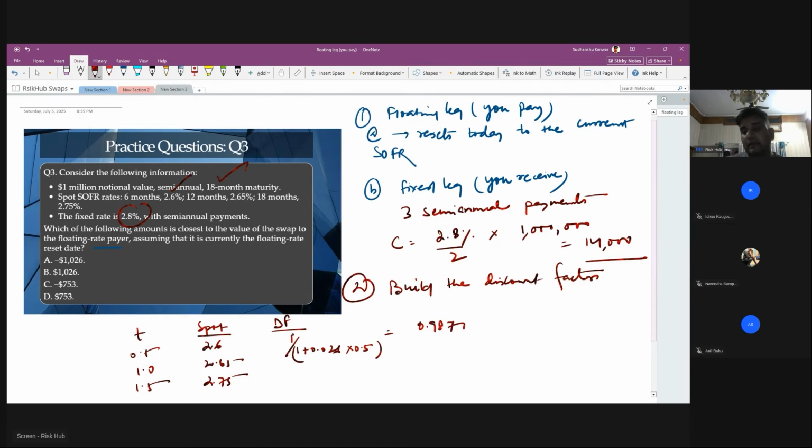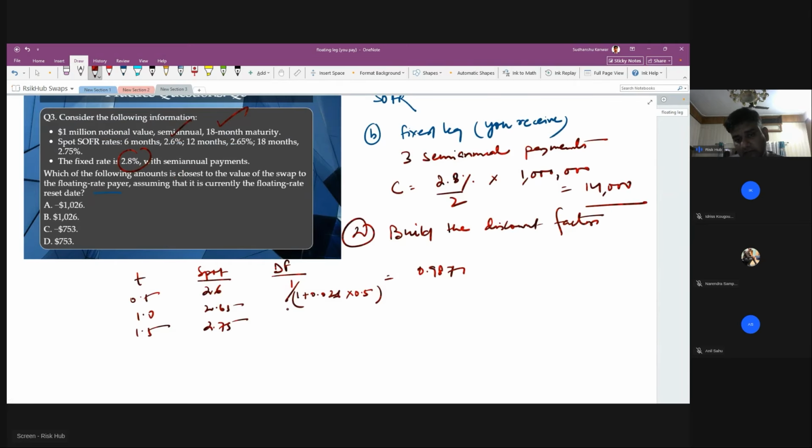0.9871. Similarly, when you calculate the next one, it will be 1 divided by 1 plus the next rate, 2.65, 0.0265 into 0.5. This will come out to 0.9742. And the next one is 1 divided by 1 plus the third rate, 2.75, 0.0275 into 0.5, which is equal to 0.9591. So you got three discount factors.